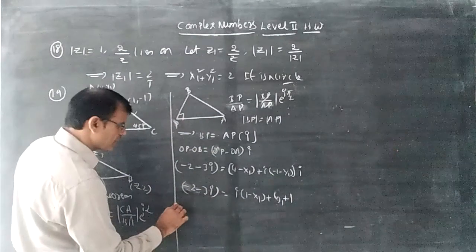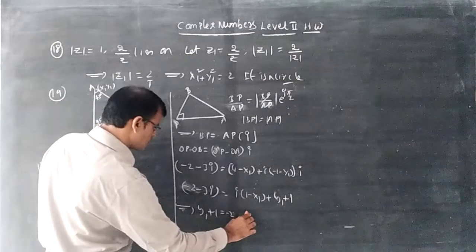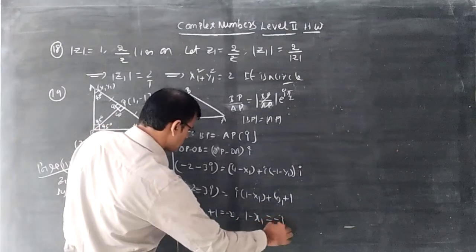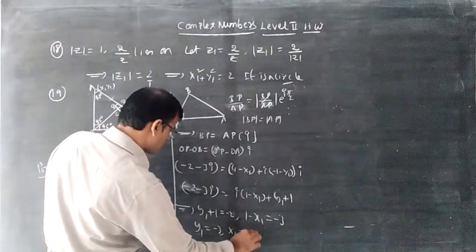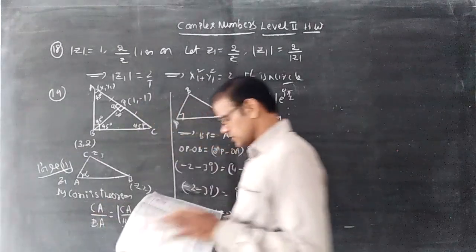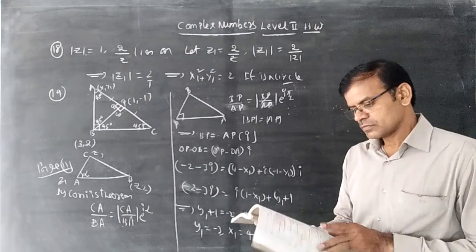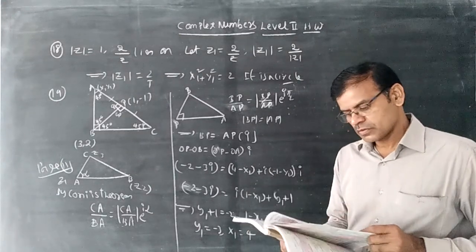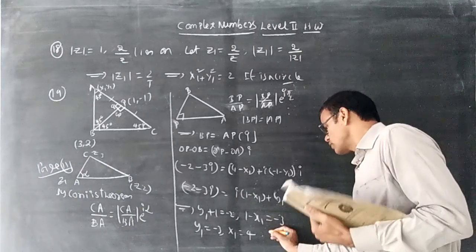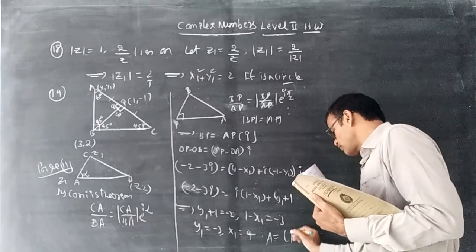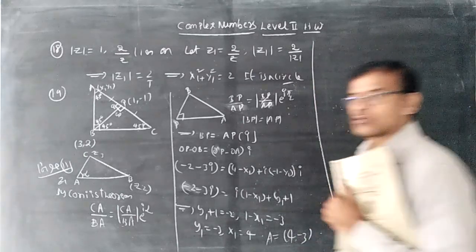Comparing real and imaginary parts: y1 plus 1 is equal to minus 2, and 1 minus x1 is equal to minus 3. So y1 is equal to minus 3, x1 is equal to 4. So 4 comma minus 3. Yes, 4 comma minus 3, we got the second option. Therefore, here you can mention A is 4 comma minus 3. We got A as 4 comma minus 3 here.